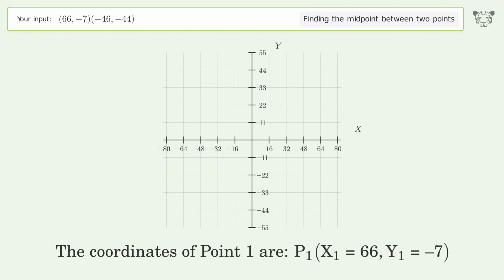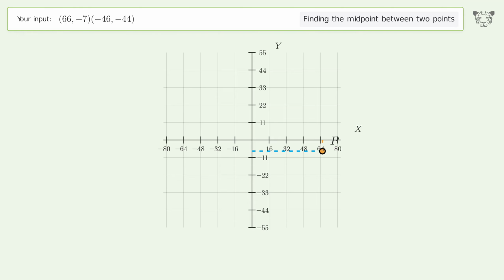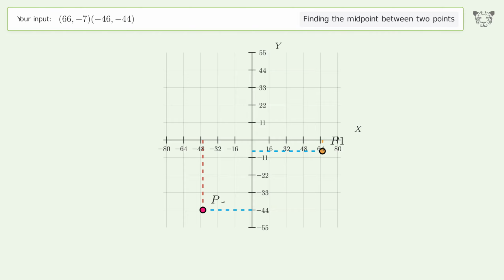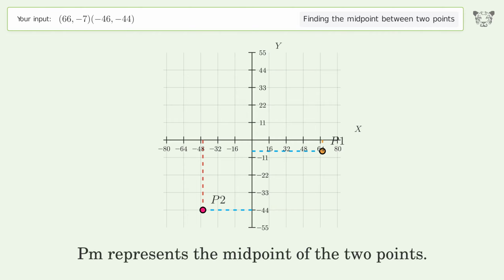The coordinates of point 1 are, x1 equals 66, y1 equals negative 7. The coordinates of point 2 are, x2 equals negative 46, y2 equals negative 44. PM represents the midpoint of the 2 points.